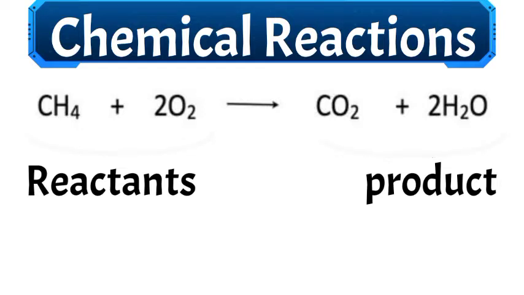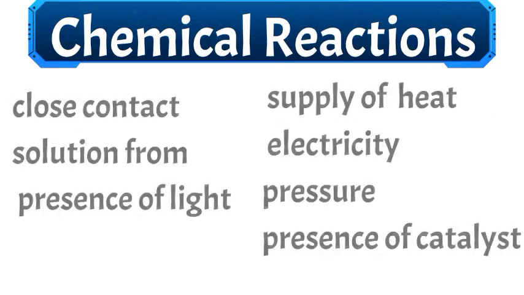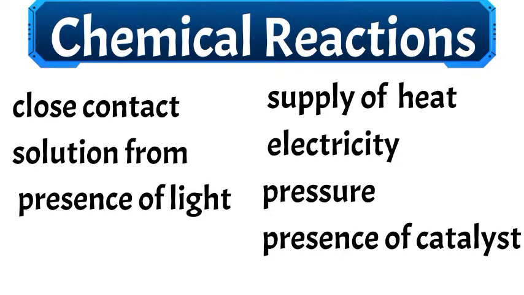When does a chemical reaction take place? A chemical reaction takes place when one or more of the following conditions are fulfilled: close contact, solution form, presence of light, supply of heat, electricity, pressure, and presence of a catalyst. The first one, close contact.